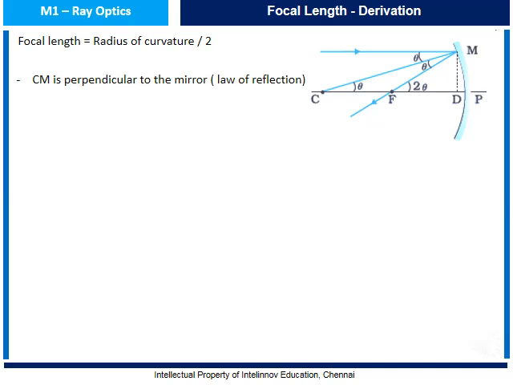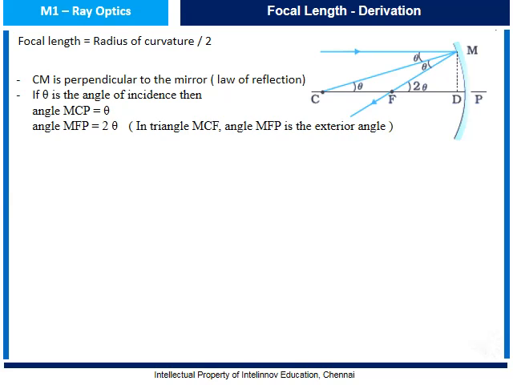Here consider CM perpendicular to the mirror. Thus, angle MCP can be written as theta and angle MFP can be written as 2 theta. How did you get angle MFP equal to 2 theta? In triangle MCF, angle MFP is the exterior angle. As per one of the properties of triangle, exterior angle is equal to sum of two angles of the opposite vertices. And hence, we can write angle MFP equal to 2 theta.